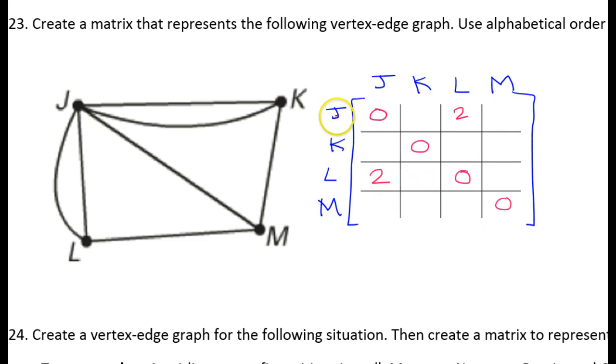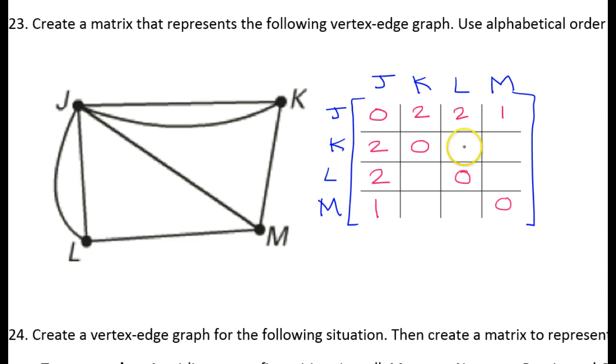Okay, is there a connection between J and K? Yes, there are 2 of them. Kabam, which means K and J. Same thing. Is there a connection between J and M? Yes, there's one connection from J to M. So I'll put a 1 there. That means M to J, same thing.